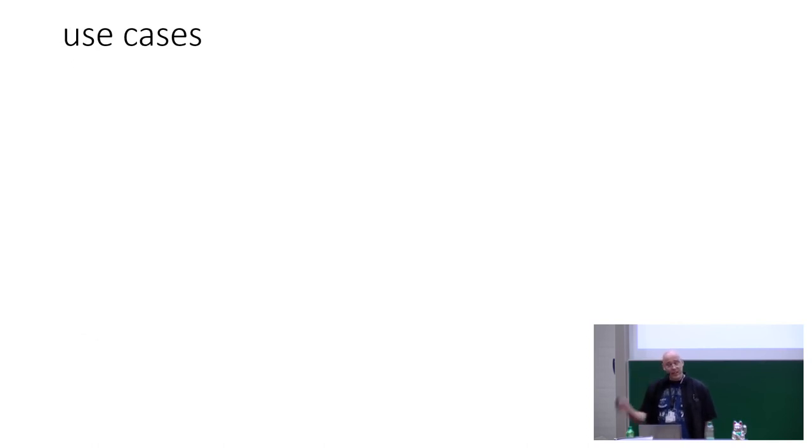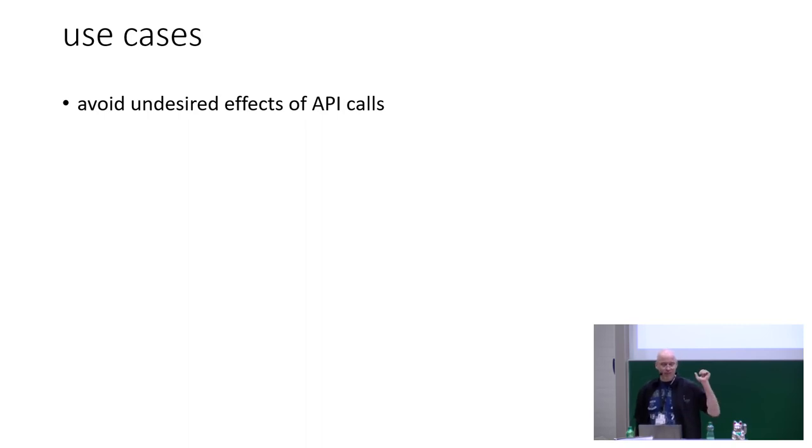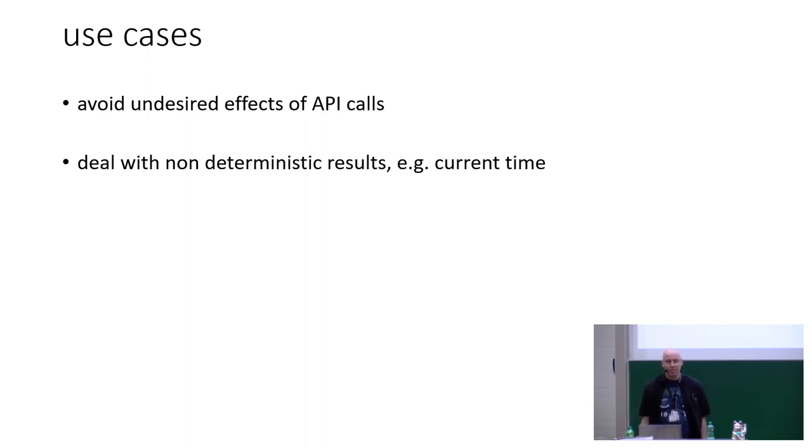So what are the use cases for mocking then? The first use case would be the one we discussed before. You just want to avoid undesired effects of API calls. Another use case could be that you need to deal with non-deterministic results. For instance, current time. Let's say you would implement a scheduler system, and you want to ensure that certain things happen at certain times, every 5 minutes or, I don't know, 1 o'clock in the morning. And determining the current time from the operating system would hinder your testing progress, because you need to wait until it's 1 o'clock in the morning, which is probably something you don't want.